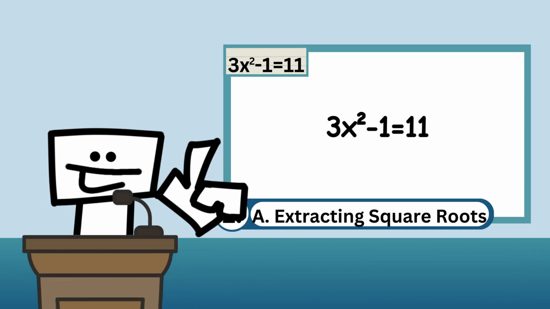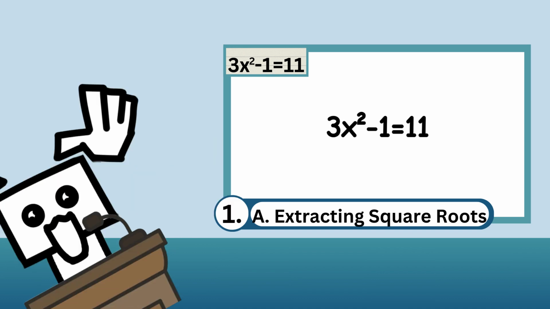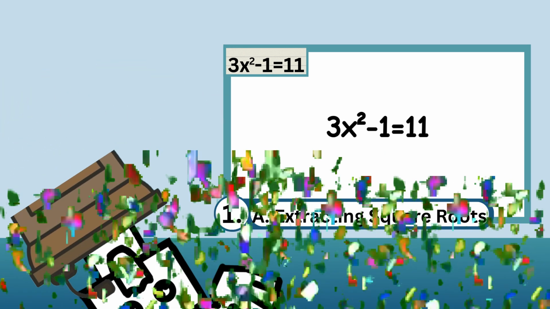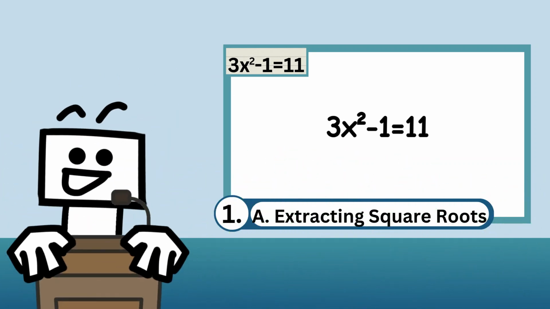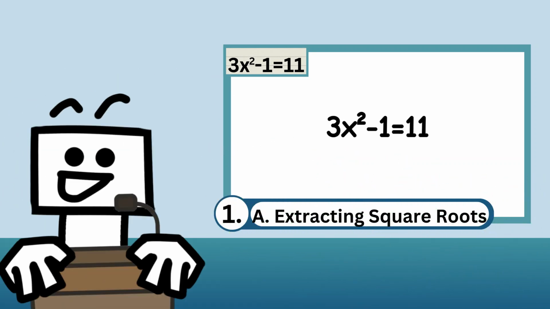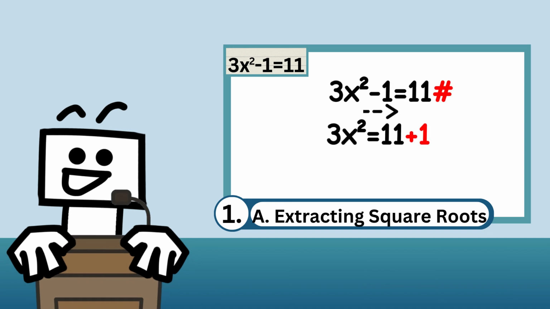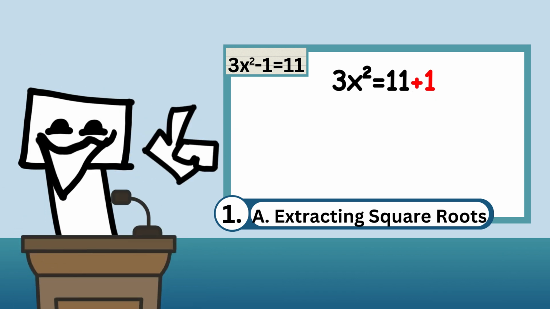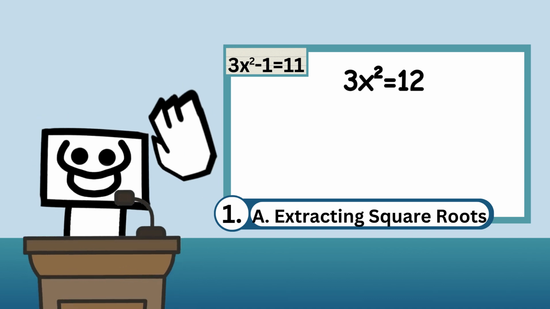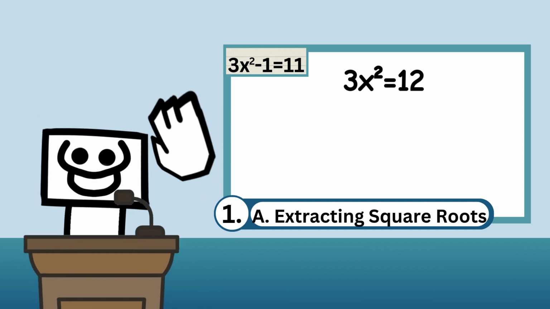Well, this technique is called transposition. So let's transpose this negative 1 away from the x, so that negative 1 will be positive. Now guess what? The x still isn't alone yet, so we have to separate 3 and x. But first, let's add 11 and 1 real quick. There you go, now it's 12.